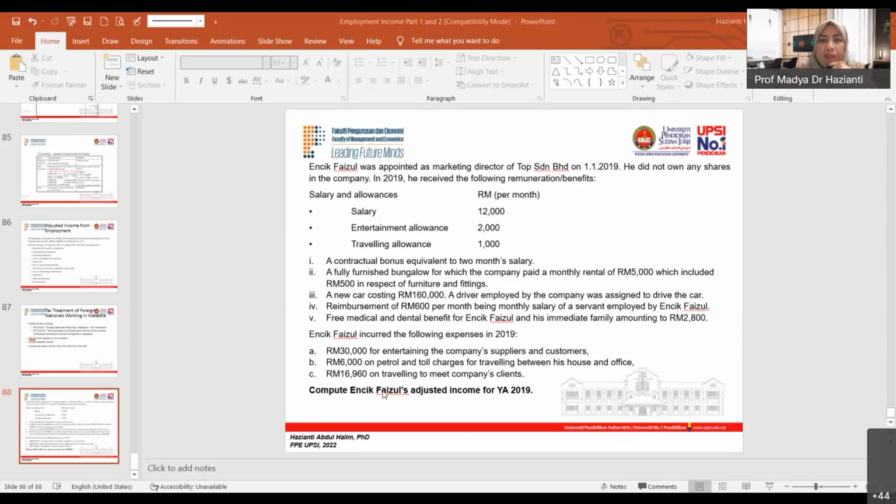And these are the expenses he incurred. 30,000 for entertaining the company supplier and customer. 6,000 petrol and toll for travelling between his house and office. 16,960 on travelling to meet companies, clients. Okay, when you read this question, is there any part you don't understand? First of all, you have to make sure that you understand the question. When reading the question, you may think, oh no, how to do this, it's difficult.